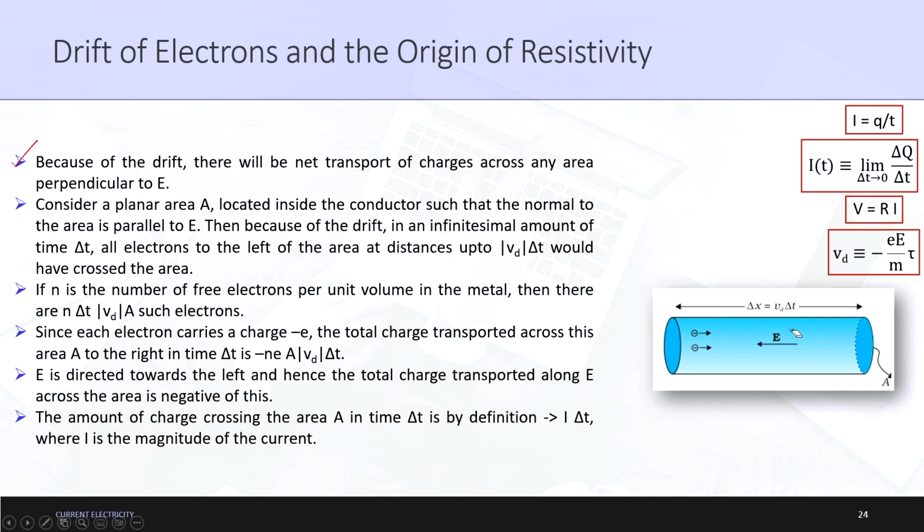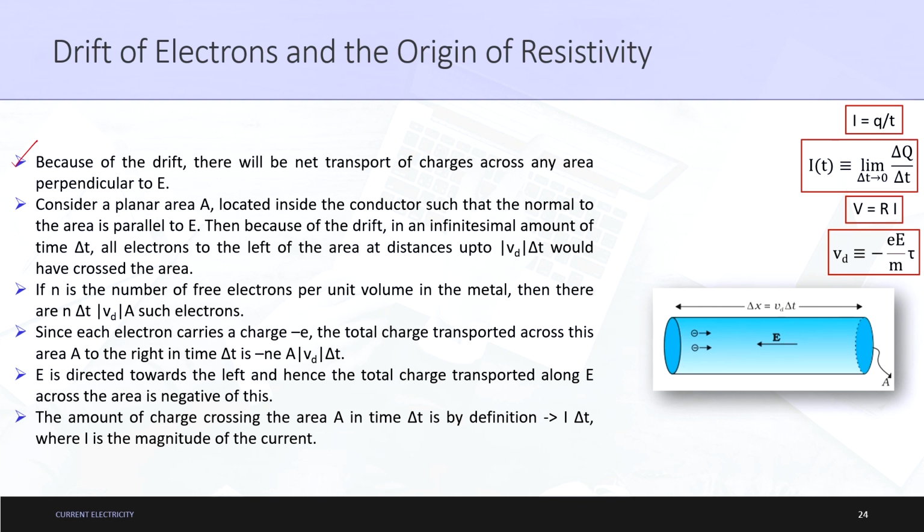Because of the drift, there will be a net transfer of charges across any area perpendicular to capital E. Quite evident, it is perpendicular to capital E. Consider a planar area capital A located inside the conductor such that the normal to the area is parallel to capital E. Then because of the drift, as in drift velocity I explained in the previous part, in an infinitesimal amount of time delta t, all electrons to the left of the area at distances up to v_d delta t would have crossed the area.